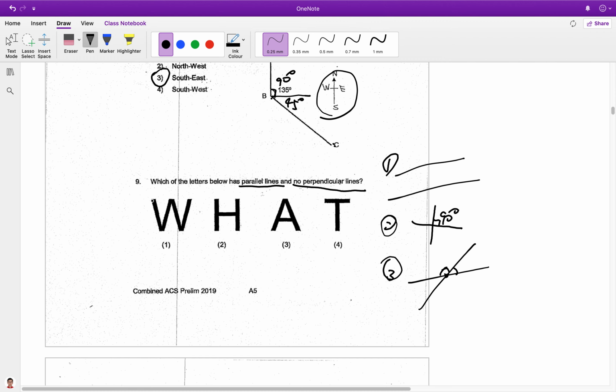So here we see that for W, this one is parallel. Does it have perpendicular? No, we don't have. This one, very clear, have perpendicular? No. So this one has no perpendicular. But does it have parallel lines? No, it doesn't have. This one, definitely very clear, perpendicular. So the answer is 1.